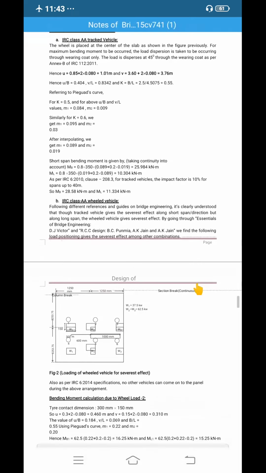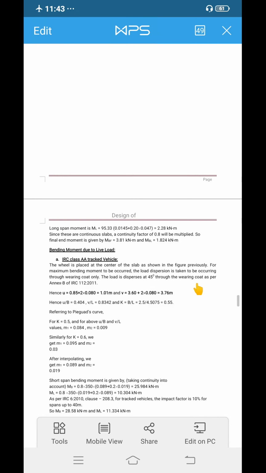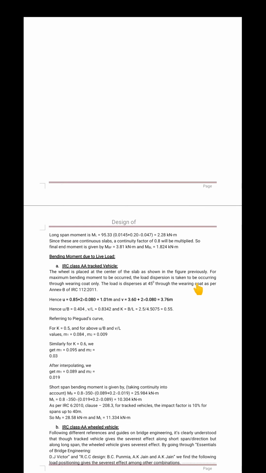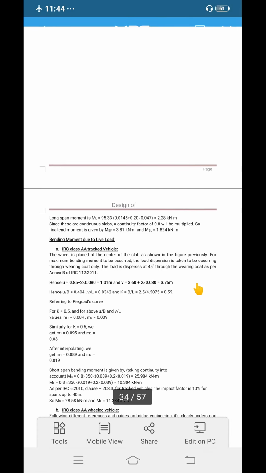We'll continue with the wheeled vehicle in the next video. Okay, I think so far it is clear. What we have studied so far is how to calculate the dead load bending moment with Pigeaud's curve, the V by L ratio, U by B ratio, how to get U, how to get V, how to calculate K, M1, M2 and all those things, and the tracked vehicle. So in the next class we'll continue with this.